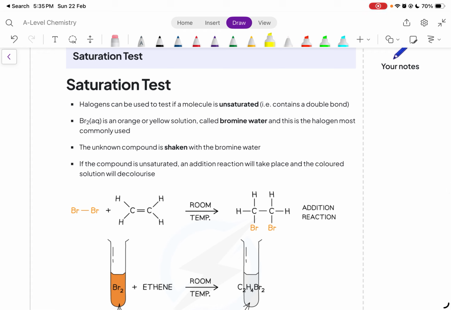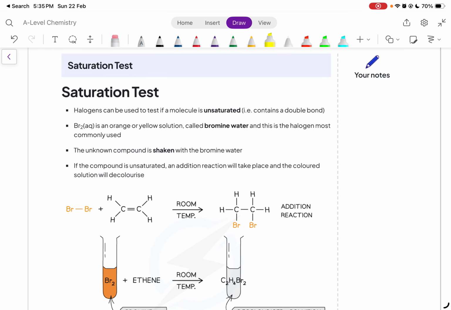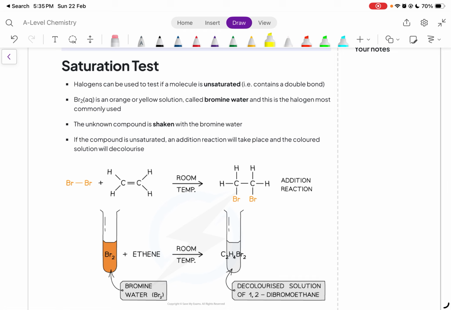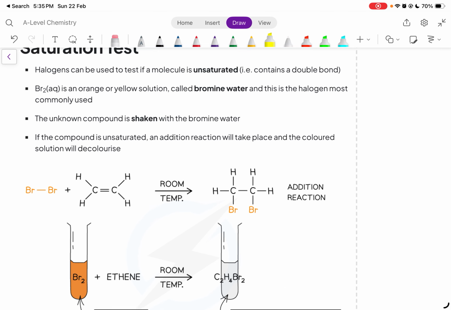Now, in terms of the saturation test, halogens can be used to test 我们的那个 saturation. So we use bromine, 我们也有看过的. Then we shake it, see if there's a reaction happening. So if we add the bromine and the compound is unsaturated, it will be decolorized, because the addition reaction will happen, it will start to replace it. So that's how you can test it.